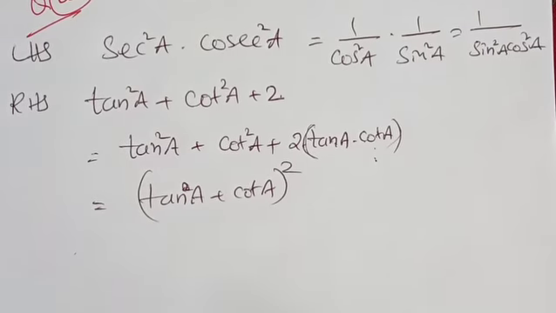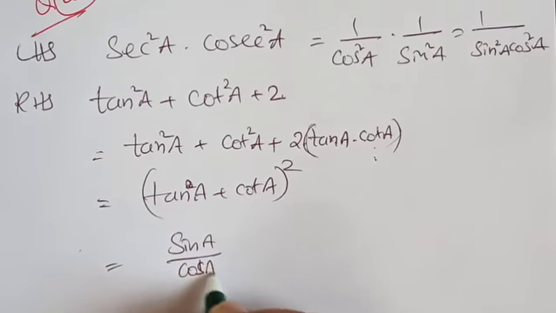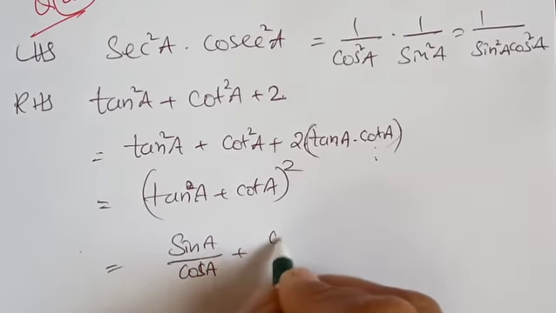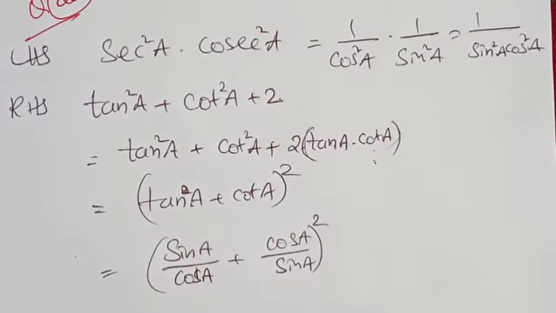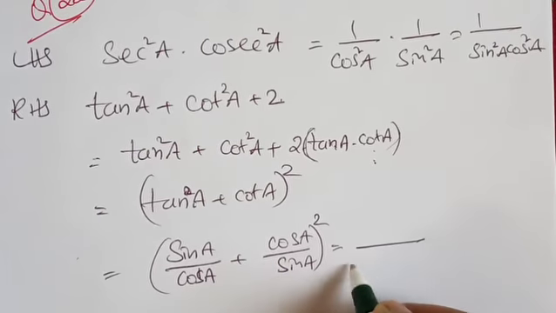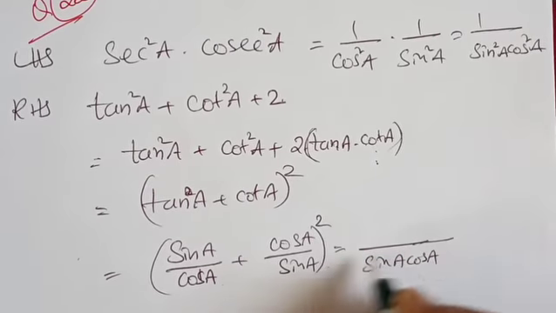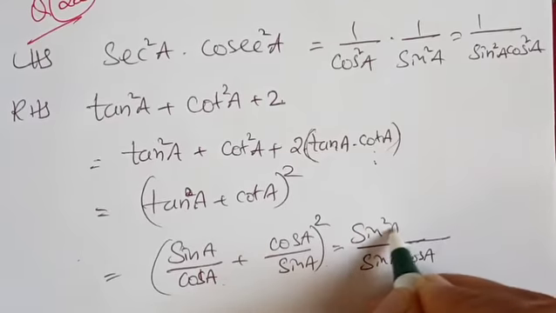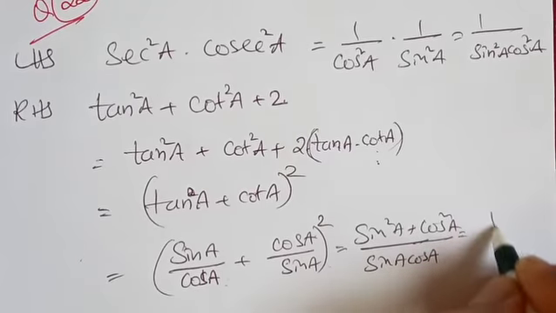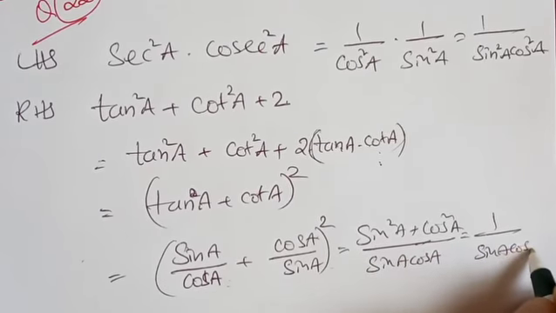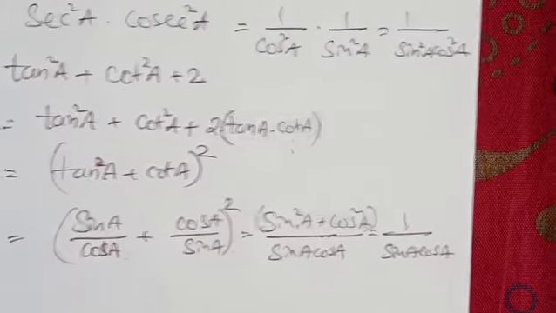Okay, children. So what is tan? Sin A by cos A plus cos A by sin A, whole square. This is what? LCM sin A cos A. I'm just writing in order, children. Sin into sin, sin square A. Cos into cos, cos square A. What is that? 1 by sin A cos A. This is nothing but 1, no? Right? This is sin A cos A.